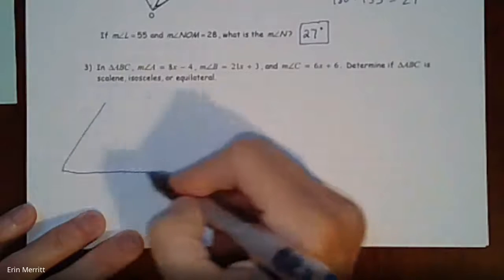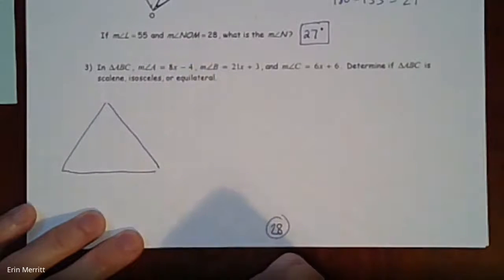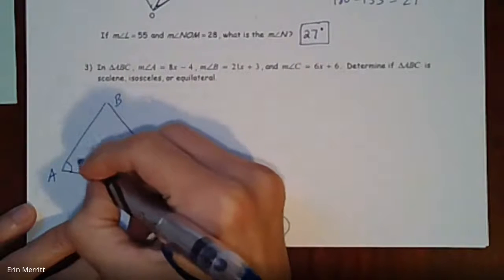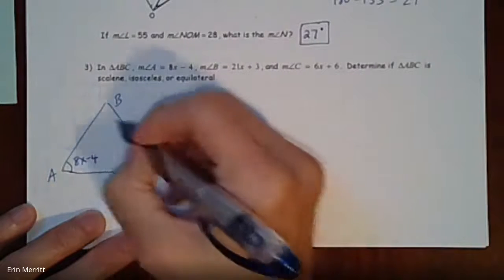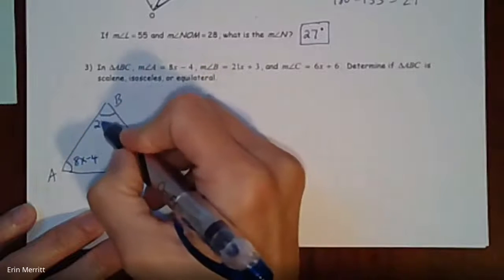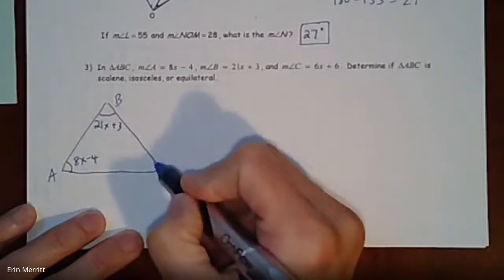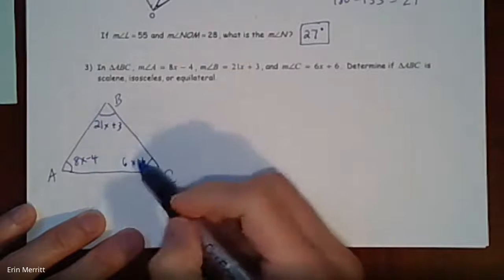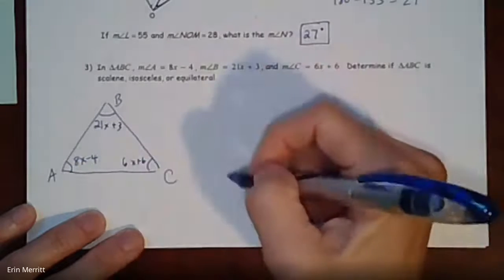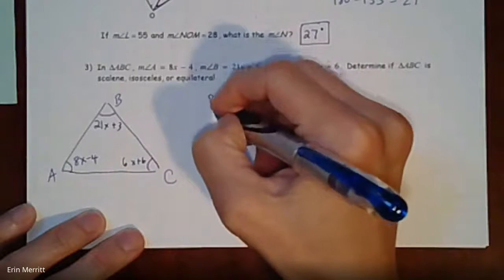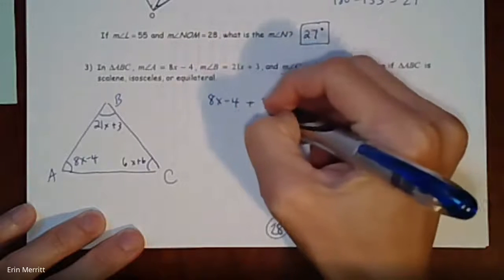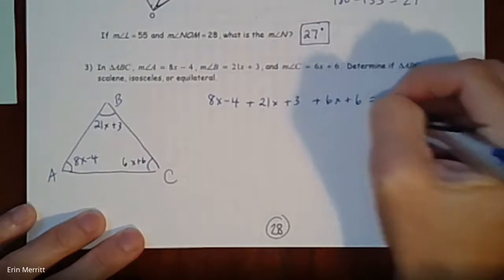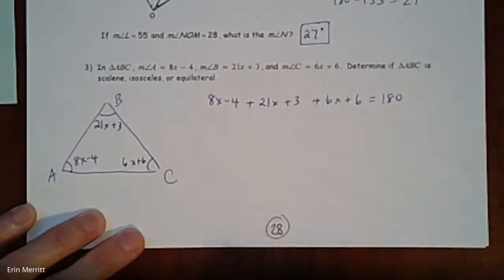I would start by just giving yourself a diagram to work with. So if we say, okay, here's A, B, C, label those angles: 8x minus 4, 21x plus 3, and 6x plus 6. The fact that we have three interior angles, I'm going to use the triangle sum property. Add them all together and set them equal to 180.